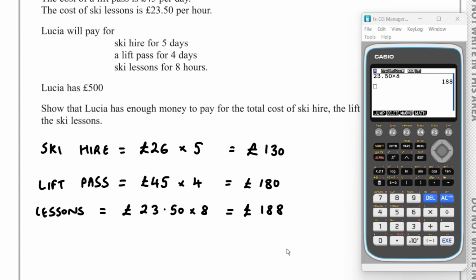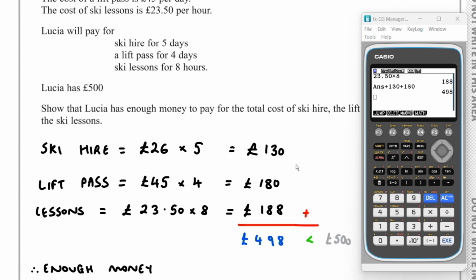Now, if I add together 188, 130 and 180, I get £498. And because this is less than the £500, what we can conclude is that Lucia has enough money.